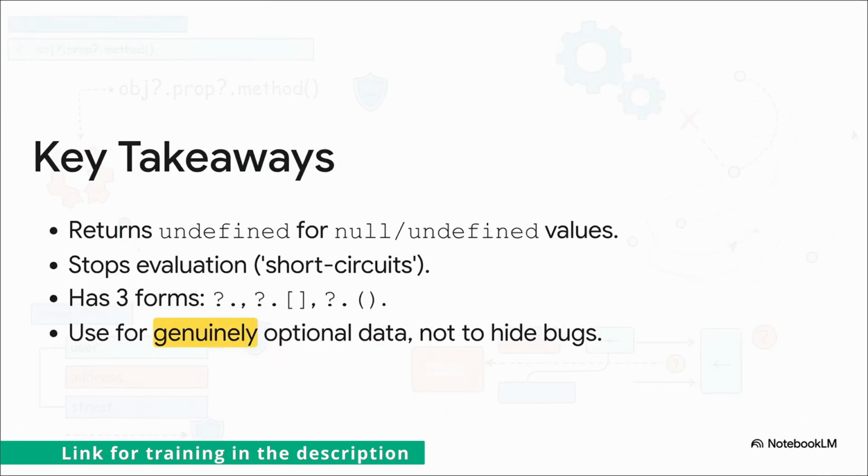Alright, so let's quickly recap the key things to remember. Optional chaining saves you from crashes by returning undefined for null or undefined values. It short circuits, which means it stops any other code from running in that chain. There are three main forms for properties, brackets, and function calls. And most importantly, use it for things that are truly optional, not to paper over bugs.